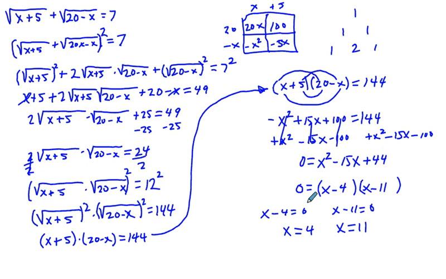And if we substitute 4 back into the original equation, we will see that it works out. And if we substitute 11 back into the original equation, we see that it also works out. So both of these, x equals 4 and x equals 11, are solutions to the original equation.